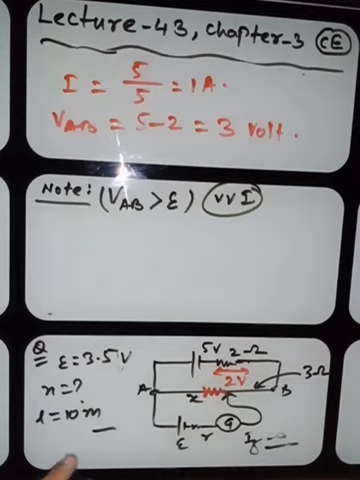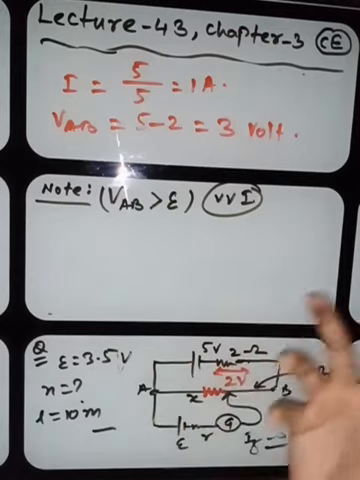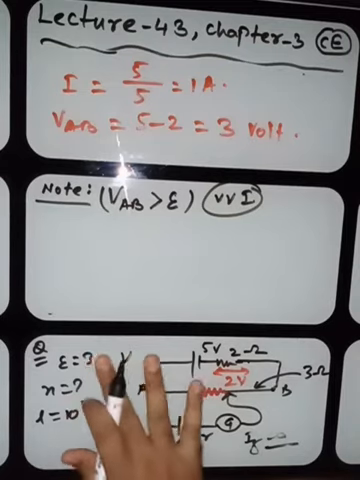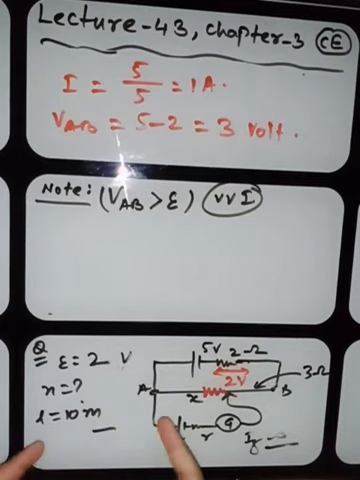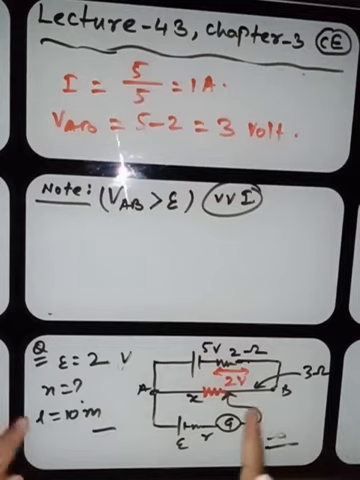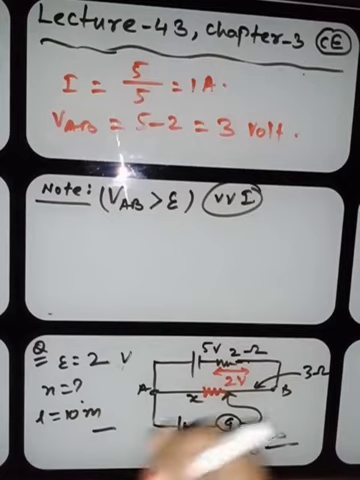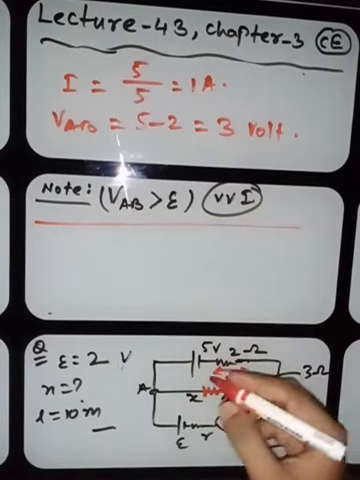Okay. Now, I'm going to modify this question and then you will be able to solve it. If in this question I write this E as 2 volt, could you find the value of X now? In this above question, remember, if I only change this E to 2 volt, then what will be the value of X? Now solve. If you can solve, pause the video and try to solve this question.